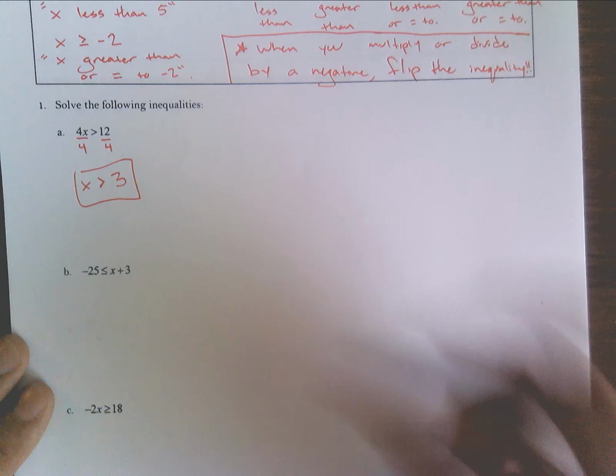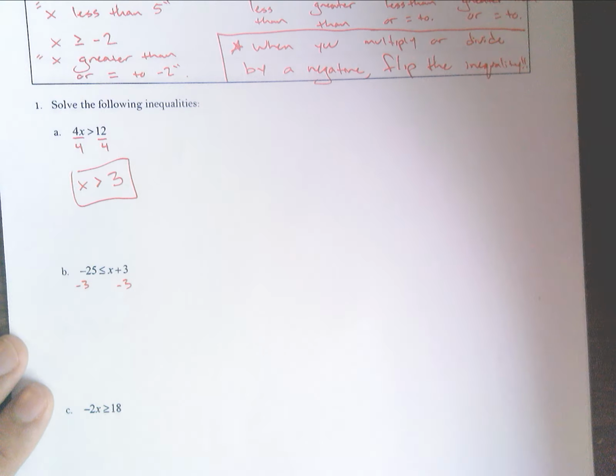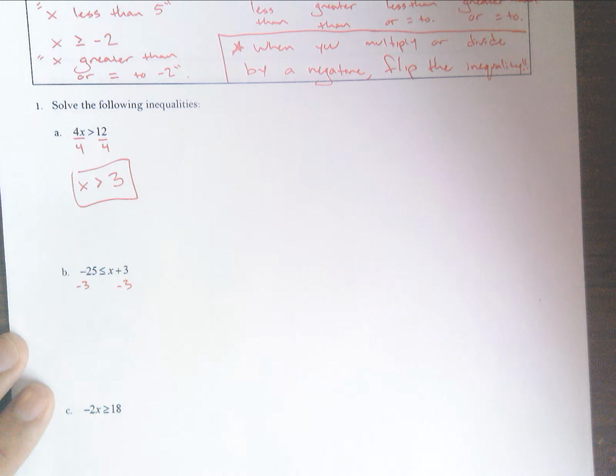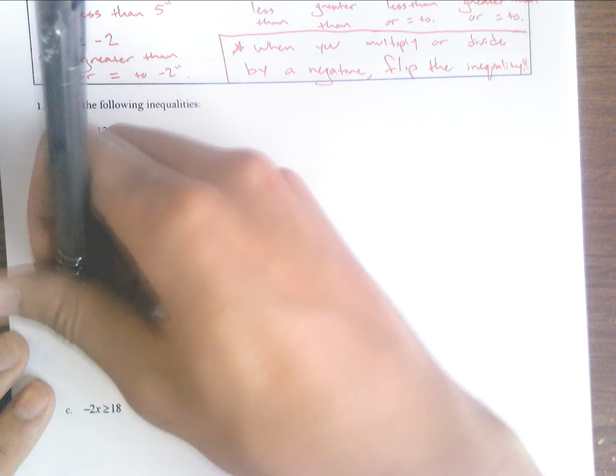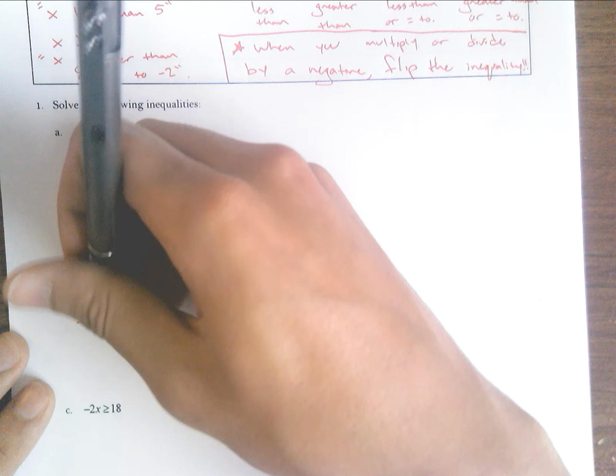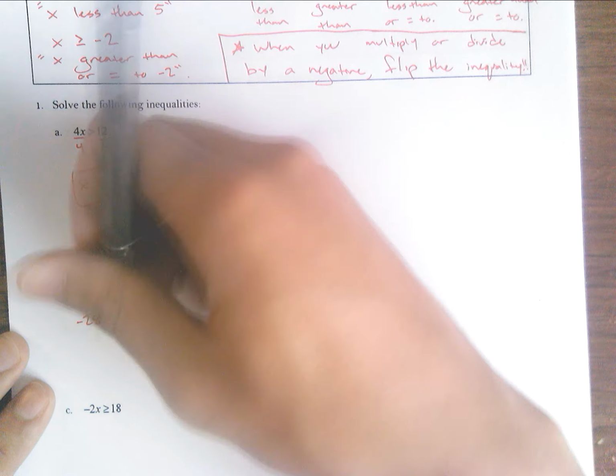Next up, we have this here. In order to solve for x, we want to subtract 3 from both sides. Are we multiplying or dividing by a negative? No, so we don't have to worry about flipping the inequality. We're just subtracting. These cancel. We have negative 25 minus 3 gives us negative 28, and that inequality stays the same. That's our answer there.